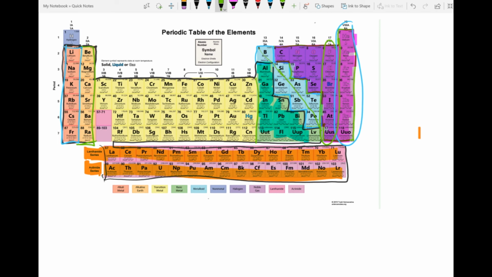But again, if you're thinking about metal or nonmetal, just make sure that you focus on that metalloid ladder and you look to the left for the metals, you look to the right for the nonmetals. Keep it that simple. And that's it.